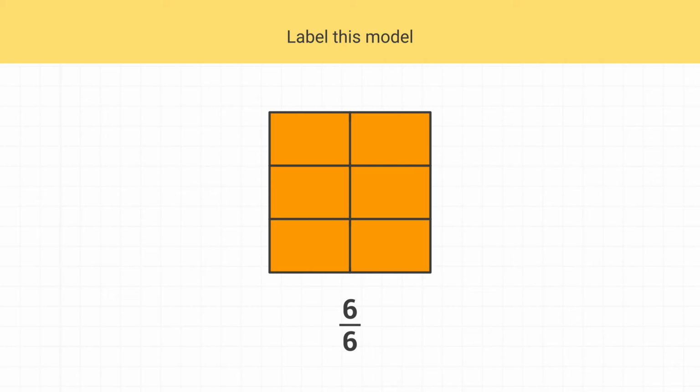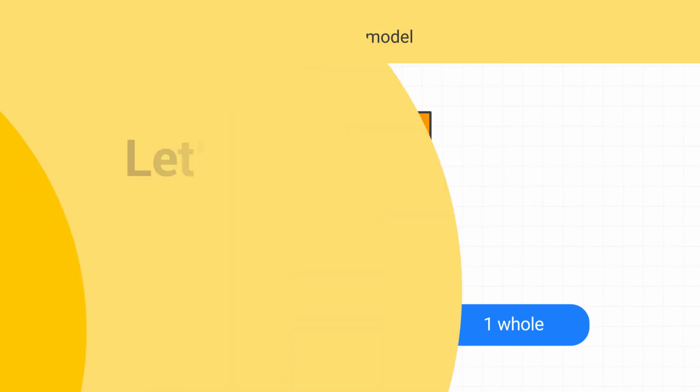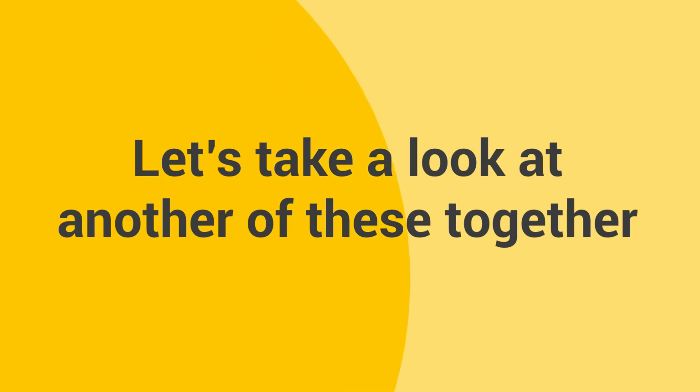Now, when we look at this fraction, what's special about 6/6? Remember, we just looked at some examples similar to this with our pizzas. This fraction represents one whole. One whole square is shaded in, which is the same thing as saying 6/6 are shaded in. Let's take a look at another of these together.